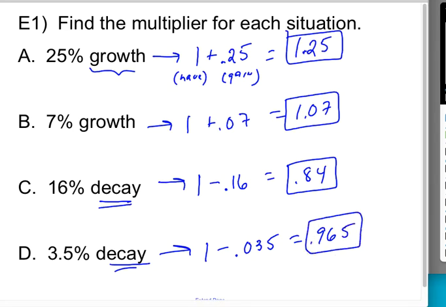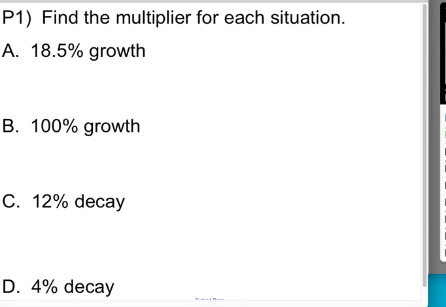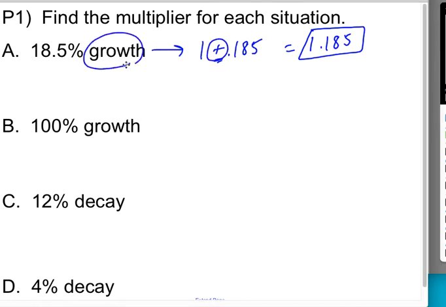So you're going to go ahead and try that in a P1. All right, give it a try. Pause me if you want. So 18.5% growth is going to be a 1 plus a 0.185, which is going to be a 1.185. And it's plus because it's growth. 100% growth is going to be 1 plus a 1, which is a 2.